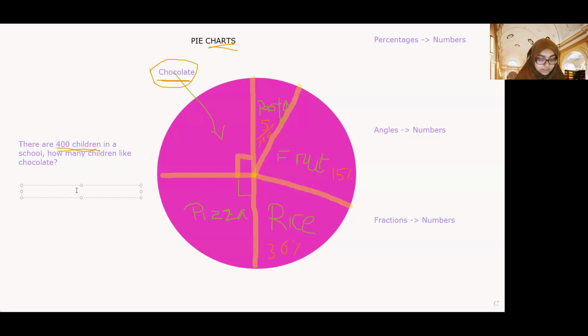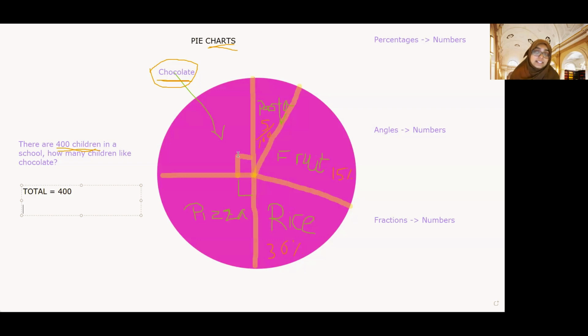So in the question, it tells us the total amount of children is 400. So I'm going to write that down. Okay, next step I'm going to do is any other information they give me. Okay, they asked me about chocolate. So what do I know? Do I know anything else about what proportion of children like chocolate? Well, yes, I do, because there's a square sign here.